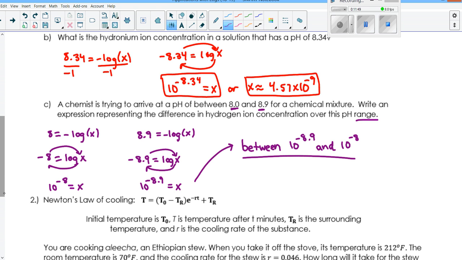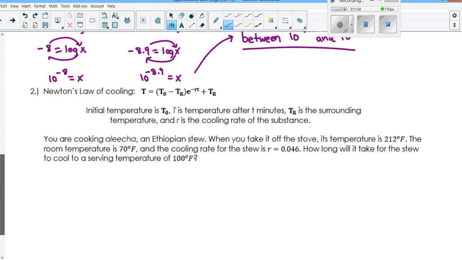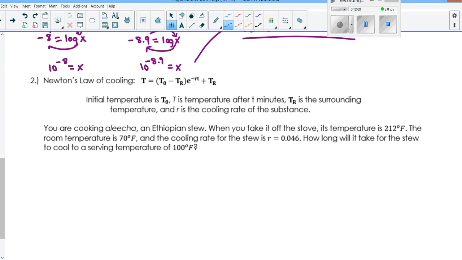Alright, let's move on to a new equation. This equation is going to come up in a couple of different types of problems, but it's Newton's law of cooling. It's got a lot of t's, you can notice. You've got T equals (T sub 0 minus T sub r) times e to the negative rt, plus T sub r. Notice these two variables are the same.